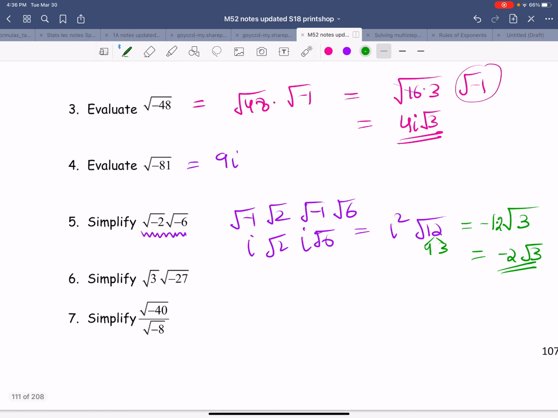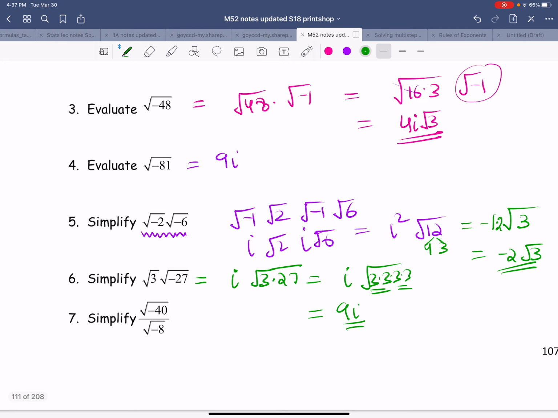Okay, next we have root 3 times square root of negative 27. I'm going to pull out the i first, and now I have 3 times 27 in the square root, which is i, and 27 is 3 times 3 times 3 times 3. So I can pull 2 3's out, which is going to be a 9i.